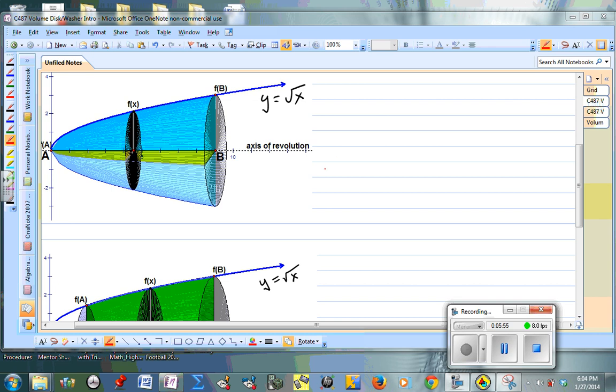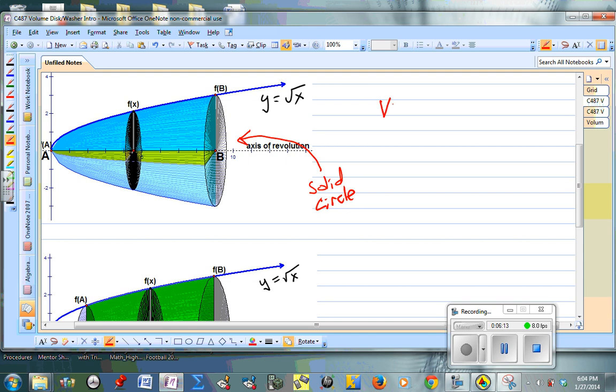Okay, so now take a look. The cross section that you see here is a solid circle. There's no hole in the middle. Solid circle. So we'd use the disk method. Okay. In this particular example, we can say that the volume of the solid is going to be found by taking pi times the integral from 0 to 9 of the radius function.